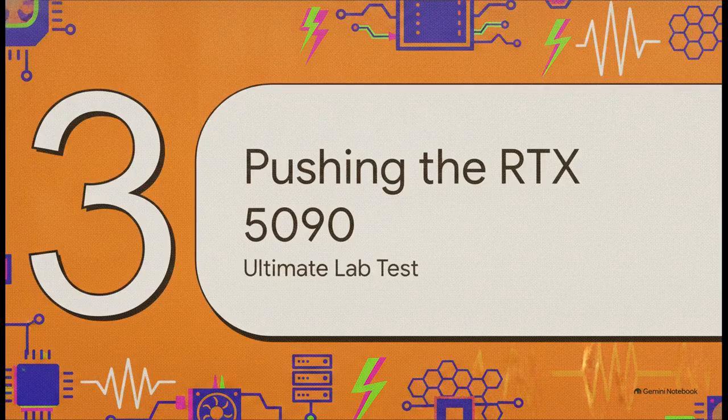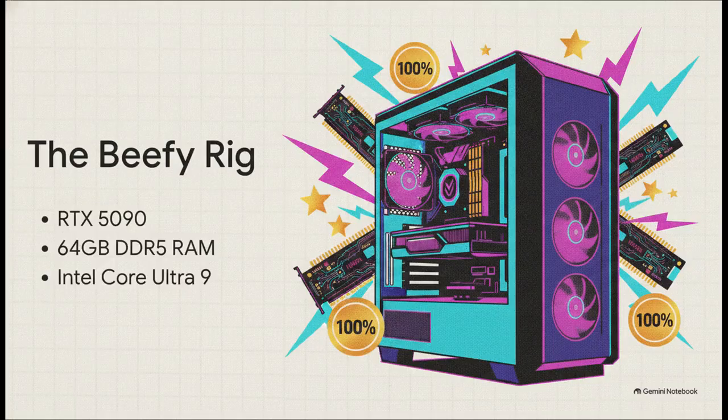Part 3. Pushing the RTX 5090. Time for the ultimate lab test. We unleashed llmfit on an absolute unit of a machine. An RTX 5090 GPU, 64 gigs of DDR5 RAM, and an Intel Core Ultra 9 285K. On a rig this beefy, you expect the big models.